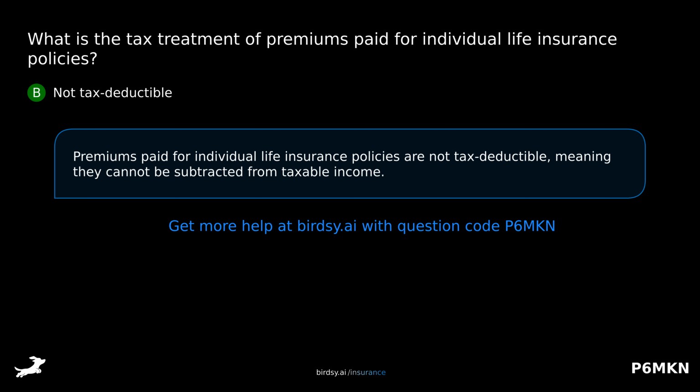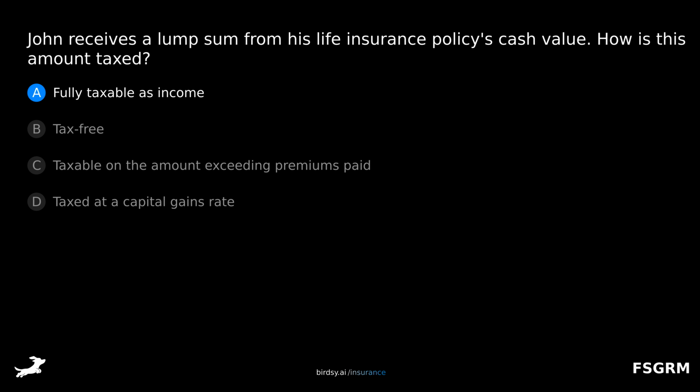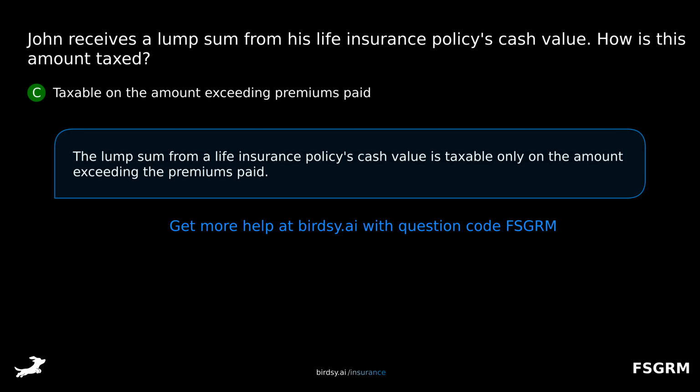taxable income. John receives a lump sum from his life insurance policy's cash value. How is this amount taxed? Is it A. solely taxable as income, B. tax-free, C. taxable on the amount exceeding premiums paid, or D. taxed at a capital gains rate? The answer is C. taxable on the amount exceeding premiums paid. The lump sum from a life insurance policy's cash value is taxable only on the amount exceeding the premiums paid.